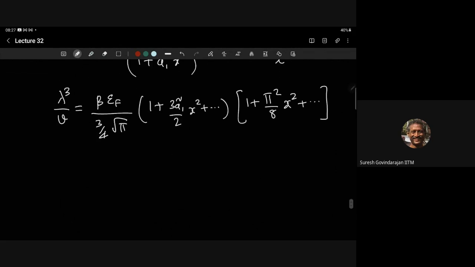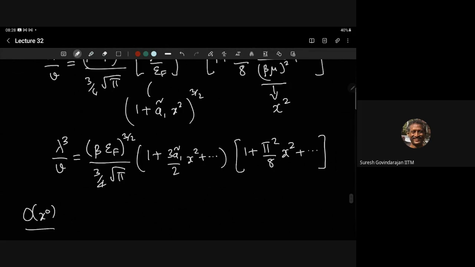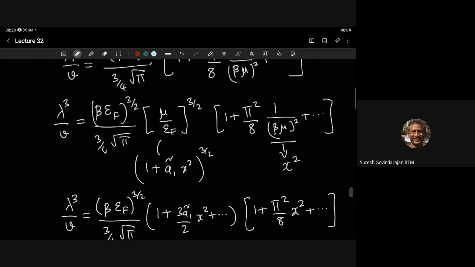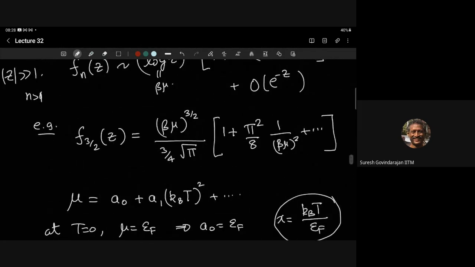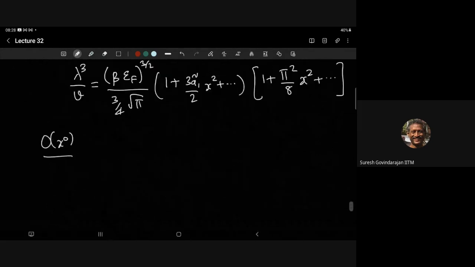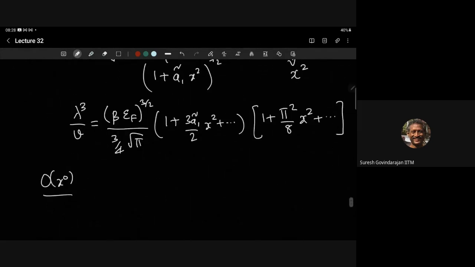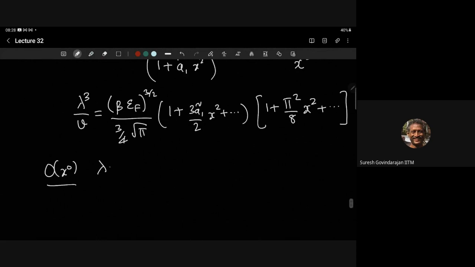Okay. So this is the equation that we have. First thing we look at order x power 0. That just says throw away all the x square terms. This is 1, this is 1. I keep forgetting to put this, it is this, right? Okay. So zeroth order just says, which is kind of nice, that lambda beta, I can take this to the other side and it becomes lambda kBT.